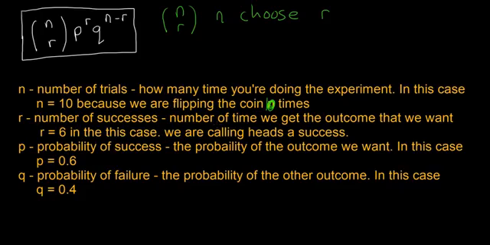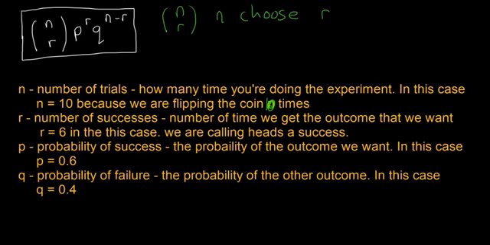So number of successes, the number of times we get the outcome that we want, is equal to 6 in this case. We're calling heads a success, and we want 6 heads, so that means we want 6 successes. P then is the probability of success, the probability of the outcome that we want, and in this case that's 0.6, because the probability of a heads is 60% or 0.6.